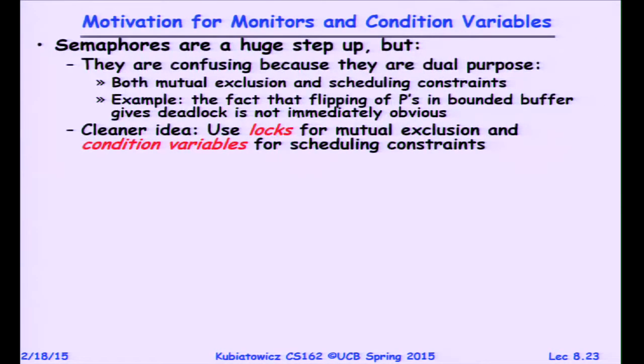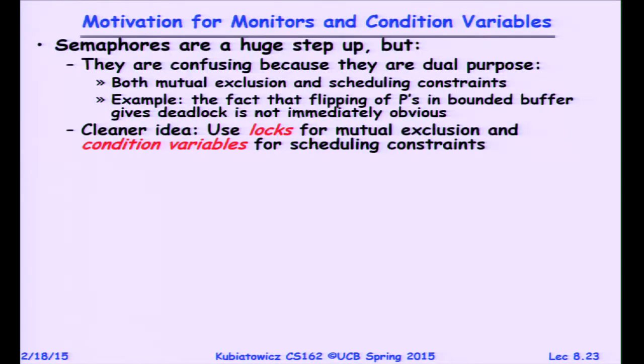All right, before we take a brief break, I want to say the semaphores are a huge step up, but they're confusing because they have dual purpose. Both mutual exclusion and scheduling constraints are handled together in that ordering thing that you saw earlier. Gee, I got my P variables misordered, and as a result, I got deadlocked. That's a problem. A much cleaner idea is to use locks for mutual exclusion and condition variables for scheduling constraints.